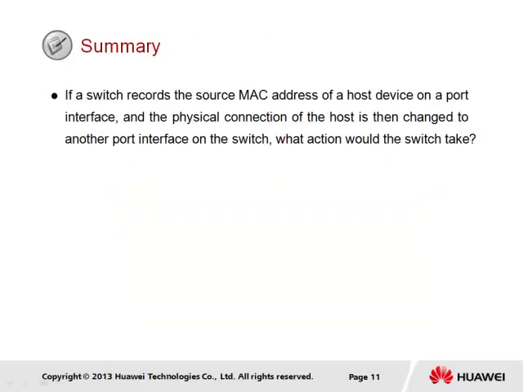In summary for this section, then, we just have one question here, and this asks, if a switch records the source MAC address of a host device on a port interface, and the physical connection of the host is then changed to another port interface on the switch, what action would the switch take?